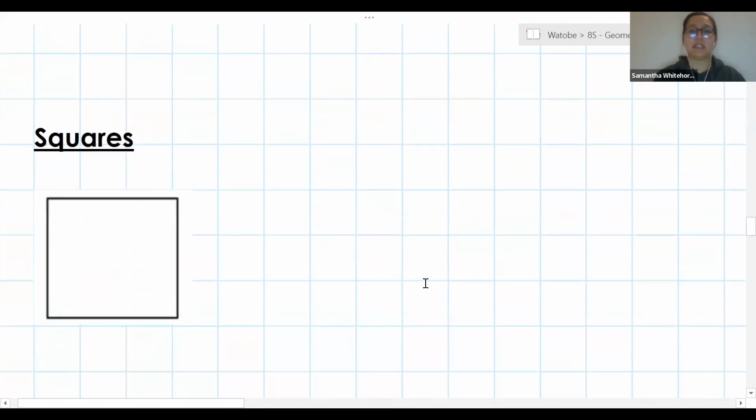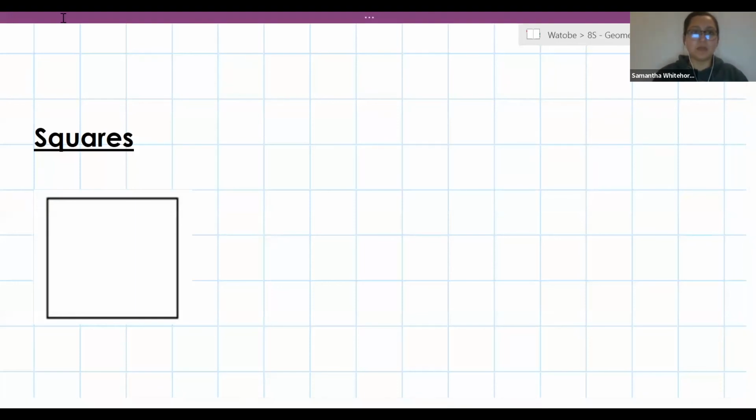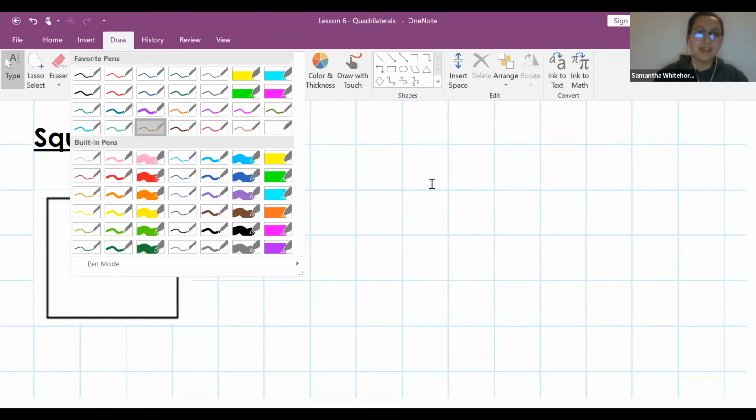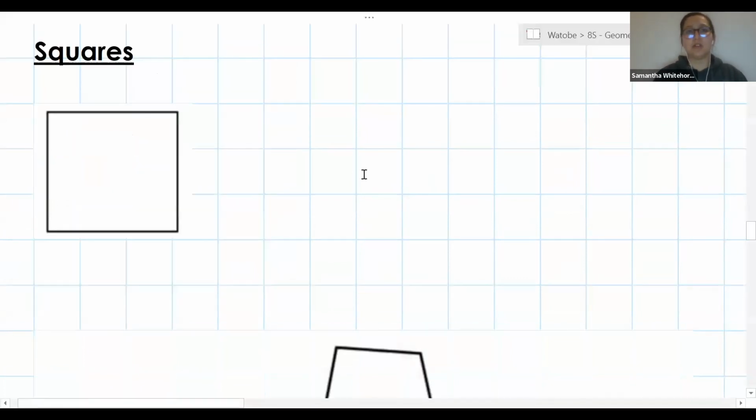Righto. Squares. Can you tell me anything about squares? I've already seen some awesome things in the chats. Guys, you are on it. You know your quads. Lolita, we haven't heard from you yet tonight. Can you tell me something about a square?